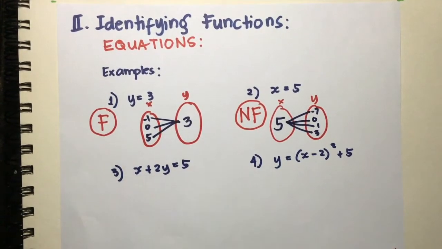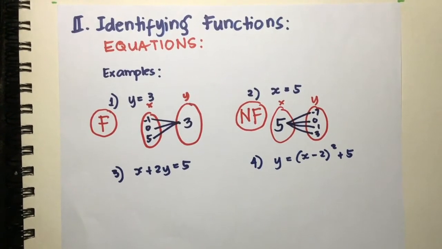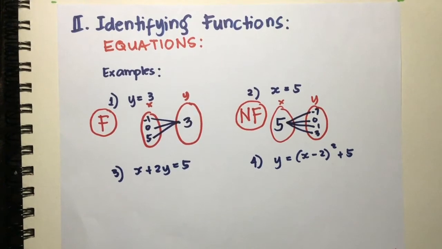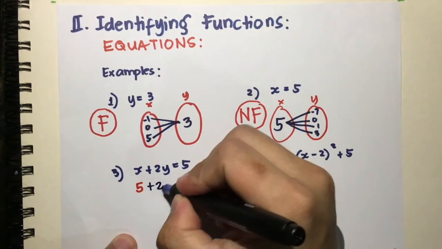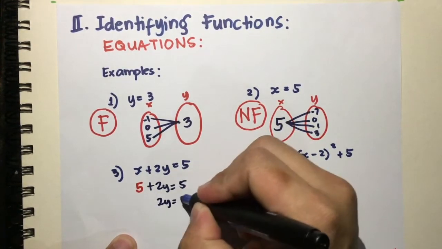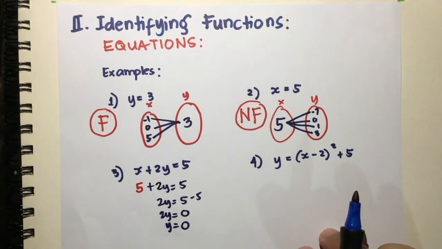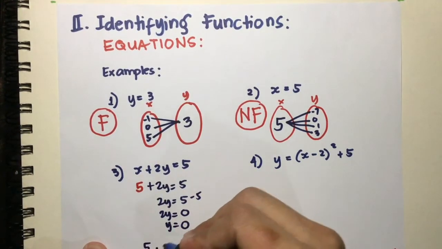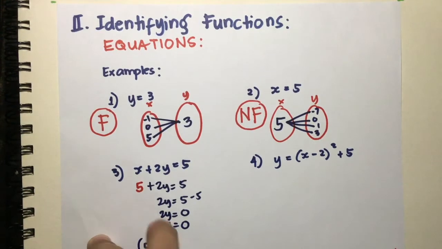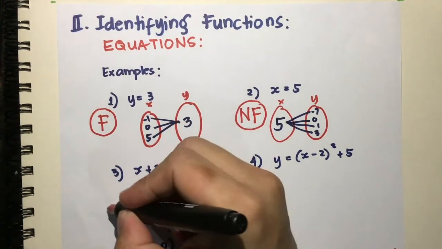Now for number 3, x plus 2y is equal to 5. The first thing that you're going to ask is, if I use any value of x, will I have a unique value for y? So let's say, for example, I use 5 for x in x plus 2y equals 5. So 2y is equal to 5 minus 5, 2y is equal to 0, y is equal to 0. That means if your x is 5, your y is 0. That's the ordered pair. Now, try to use other values of x to see if you get a unique y. In this case, this is actually an equation of a line. An equation of a line will give you a one-to-one function. Okay, so this is a function.